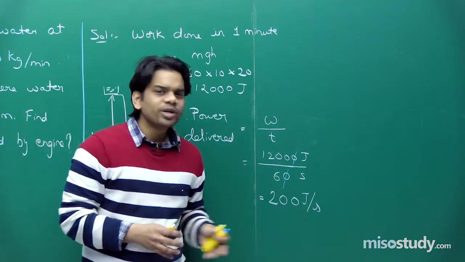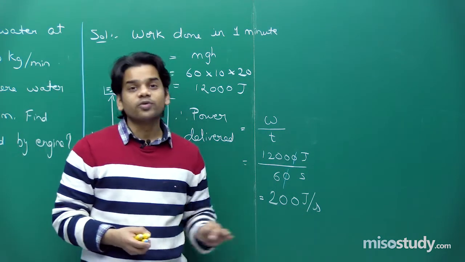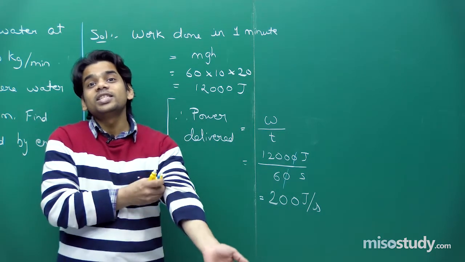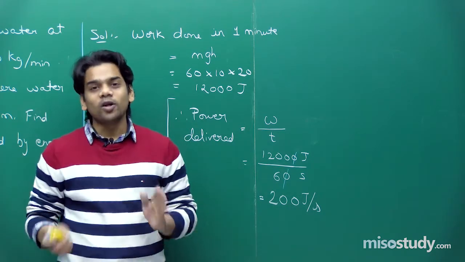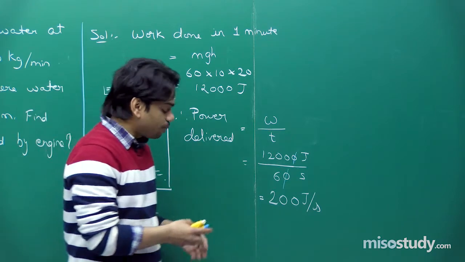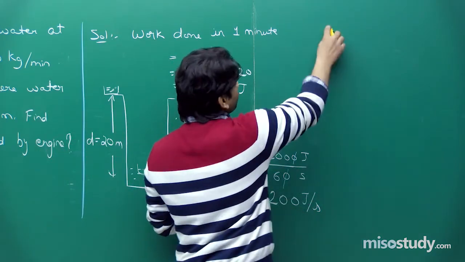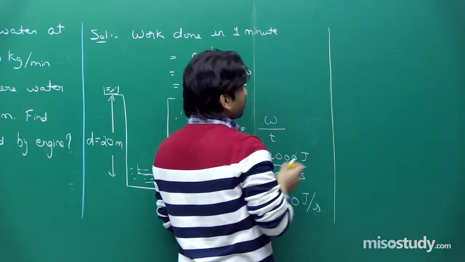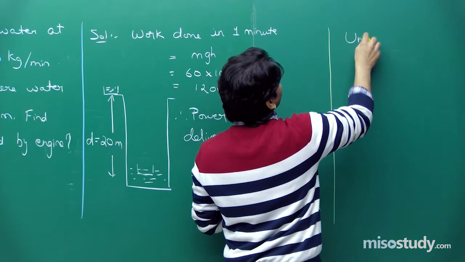So I have written the units as the unit of work divided by the unit of time. With this question, we can also sum up to know the units of power. So let's write down the units of power used. It's simple.